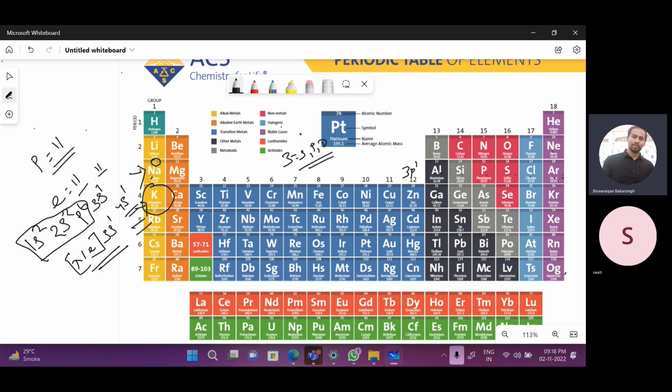Because there is a rule. Without filling the D, the next orbital S got filled. This is according to the n plus L rule. The period is the n, means the shell in which it is filling is the n. Then L is the subshell number, S, P, D, and F. And it is named like 0, 1, 2, 3, or 1, 2, 3, 4.